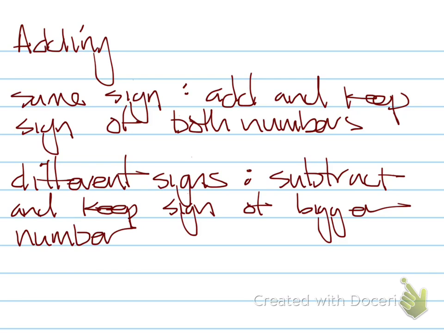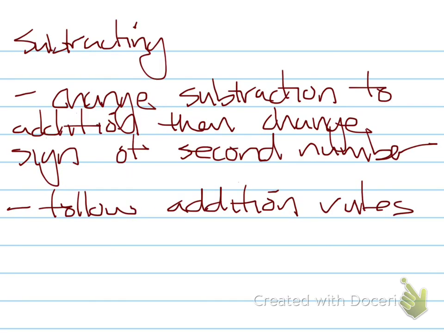Whenever you're adding two numbers that have the same sign, you want to add them and then keep the sign of both numbers. Whenever you're adding two numbers with different signs, you want to subtract them and keep the sign of the bigger number. When you're subtracting two numbers, you want to change the subtraction to addition and then change the sign of the second number. Once you've done that, you want to follow the instructions for adding two integers on the previous slide.